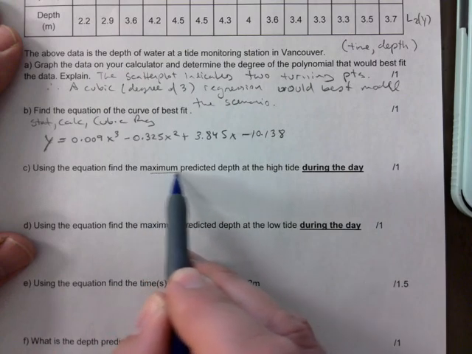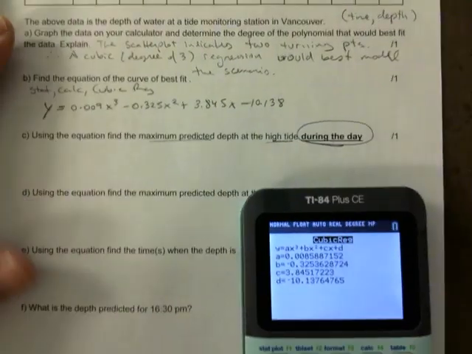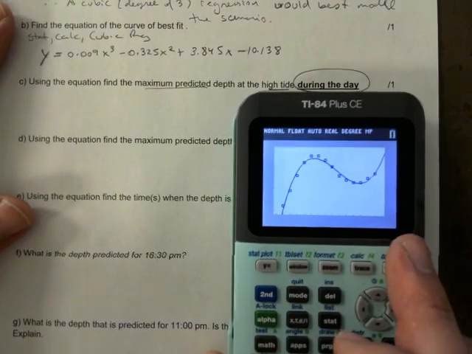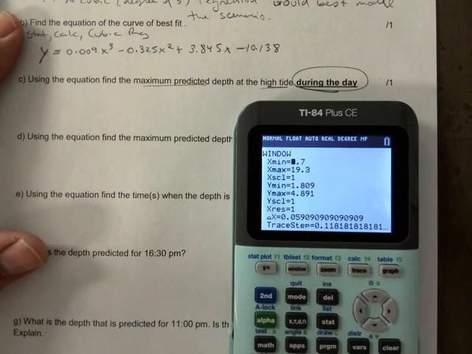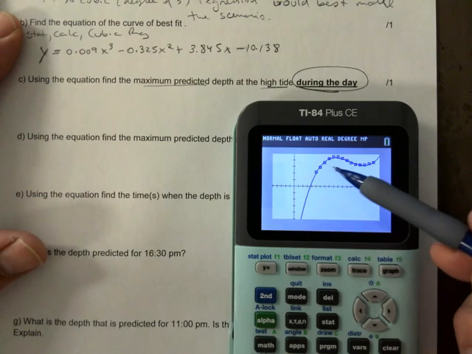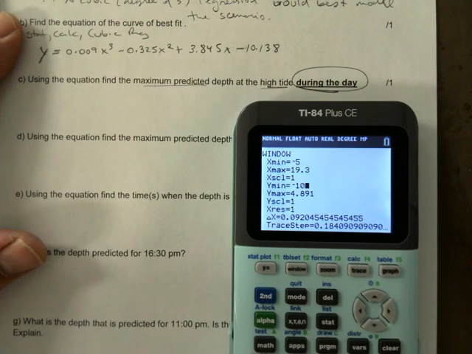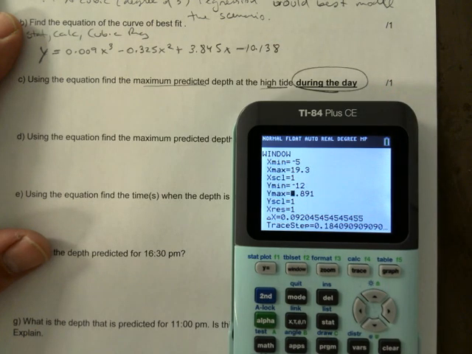Using the equation, find the maximum predicted depth at the high tide during the day. So emphasis on during the day. So we're going to graph this. There it is. Beautiful. I still want to see my axes. So I'm going to go negative 5 for x min, and y min I'm going to go -5 as well. There we go. So you see that it starts somewhere down here and goes up, but let's go y min a little lower. Actually, -10 point, that's my y-intercept. So I'm going to go -12.